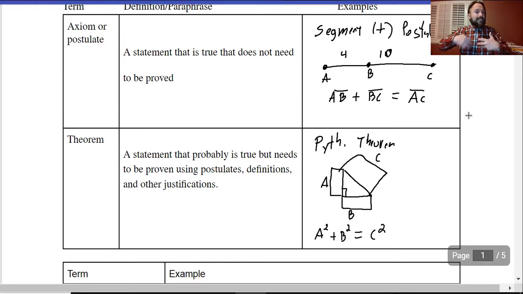Now, these need to be proven. They've been proven, so we tend to use them, but we have to be able to prove them first in order to use them. At the moment, you're like, well, they've already proved them. Why do I need to do it again? Well, we are going through the motions and understanding how we prove things. How do we justify what we say?